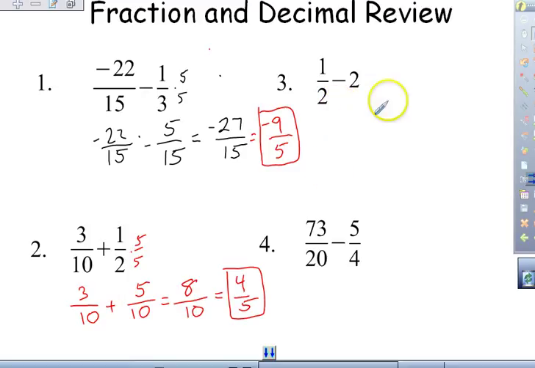1/2 minus 2. You prefer 2 over 1. So common denominator is 2. It's like we're multiplying top and bottom by 2. So 4 over 2 is the same as 2 over 1. So 1 minus 4 equals negative 3 over 2, which is the same as negative 1/2. There we go.